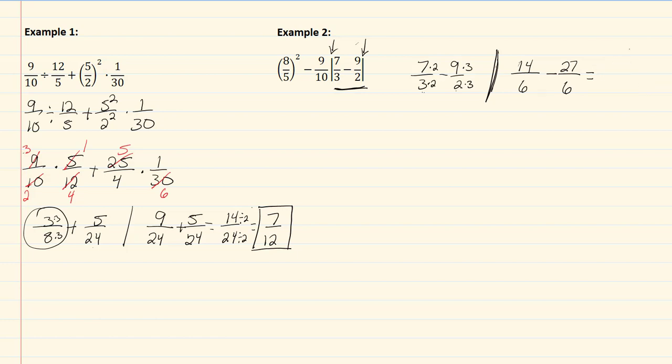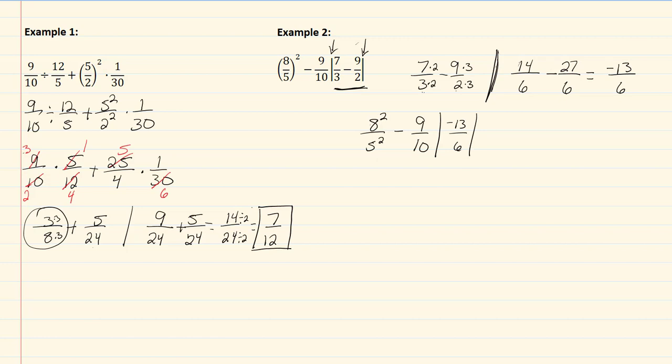One of the things to be really careful about is not losing your negative sign. And then my denominator stays the same, so I get negative 13/6. So now let's do a rewrite. I'm going to rewrite my exponent here as a fraction. I have 8 squared over 5 squared minus 9/10 times the absolute value of negative 13/6.